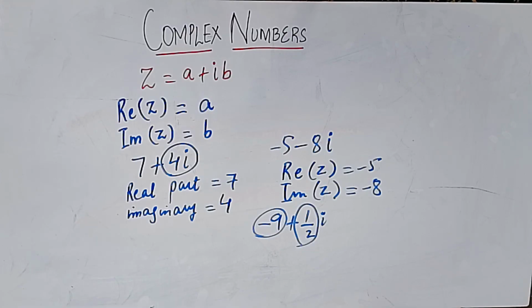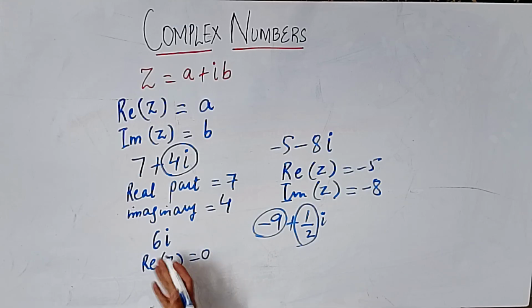And one more thing which is very important is that sometimes the real part could be 0. For example, if you have a number 6 iota, it indicates that the real part of this particular imaginary number is 0. That's why it is not mentioned over here. So we should not say that it does not exist. It exists, but it is 0.